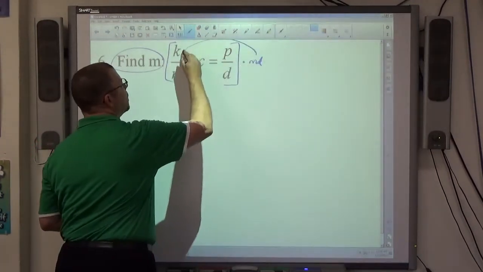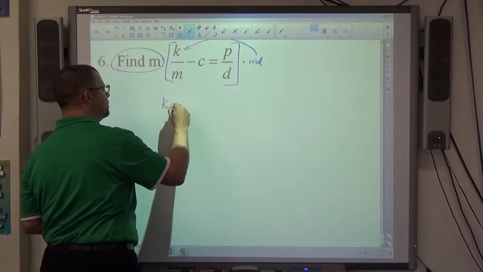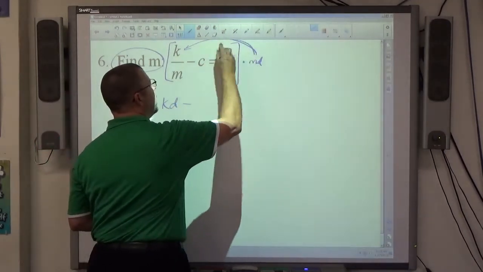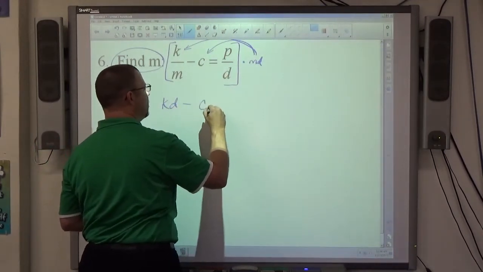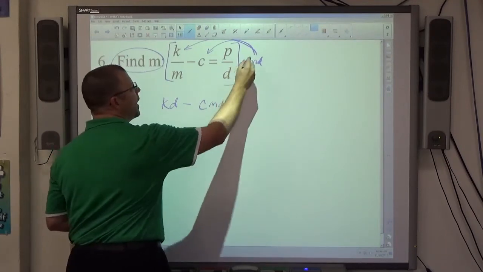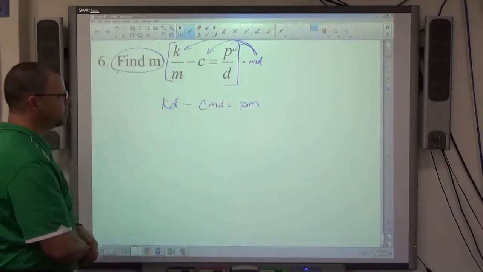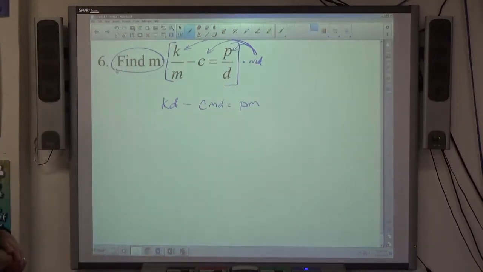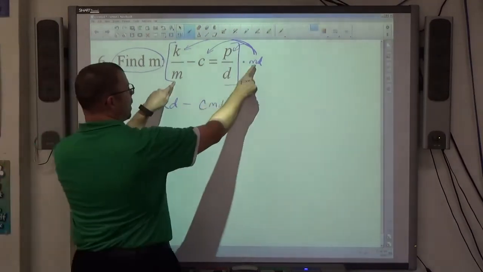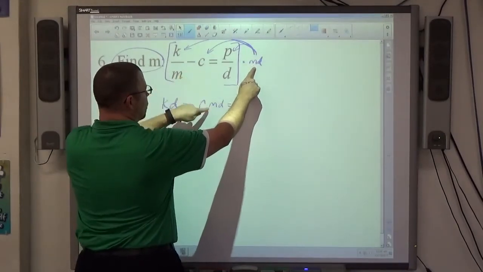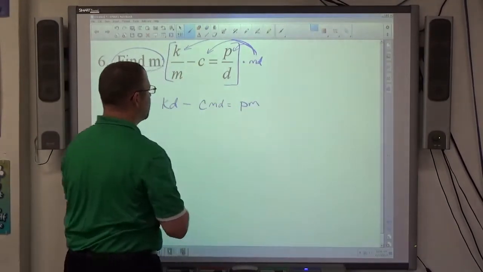So md times k over m makes kd. md times minus c makes minus cmd. And md times p over d makes pm. Okay. Simply divide first, then multiply the results. So the m's cancel, kd is left, nothing cancels, cmd, d's cancel, pm left.